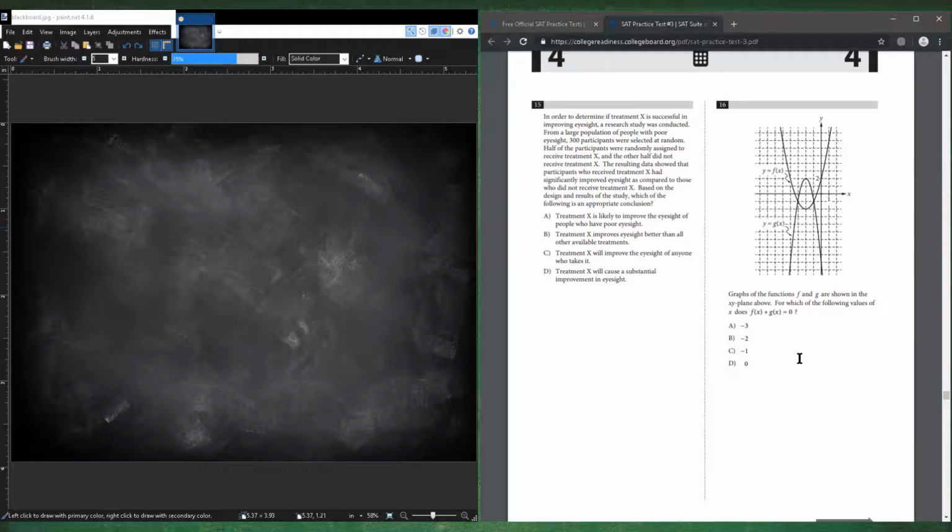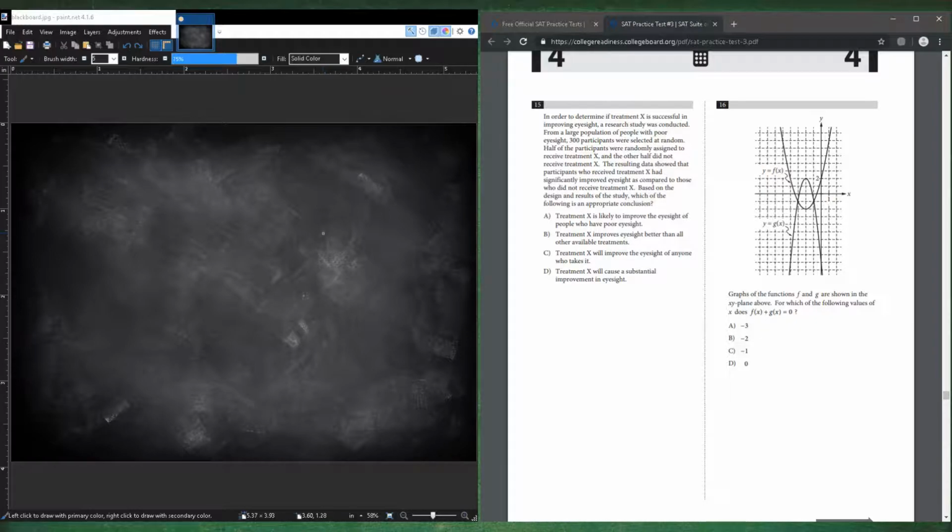The graph of function f and g are shown above. Which of the following values of x makes f of x plus g of x equal to 0? So that means when you add the value from here plus the value of the other, it should equal 0.